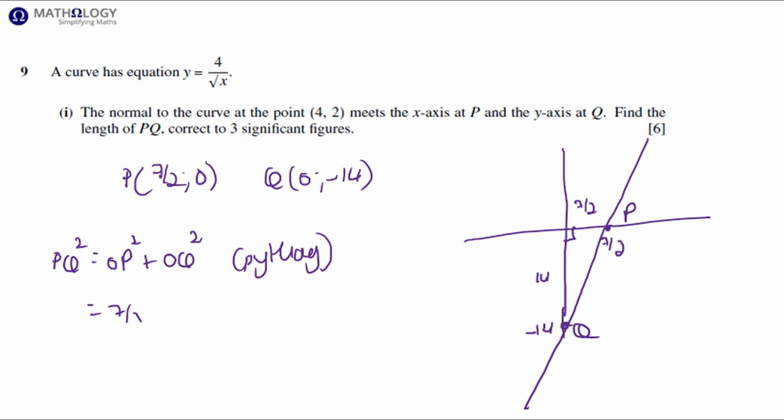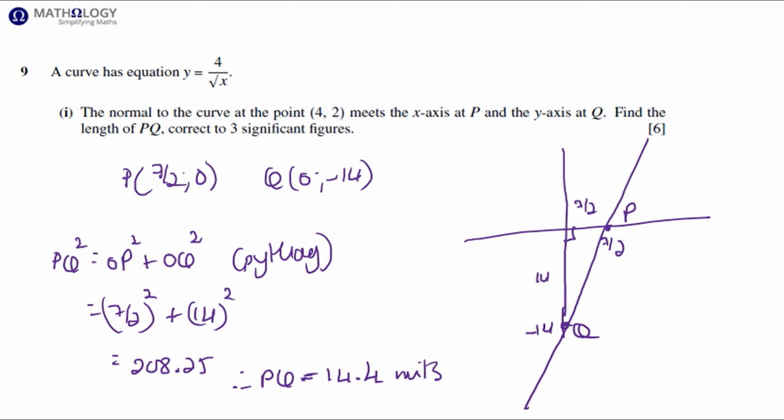So that's going to be 7/2 squared plus 14 squared equals 208.25. So therefore PQ equals the square root of that, which is 14.43. To three significant figures, it is going to be 14.4 units.